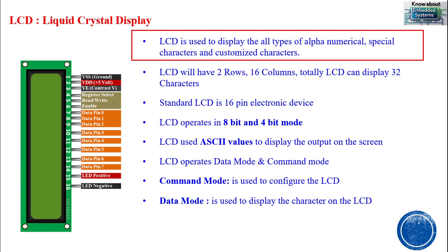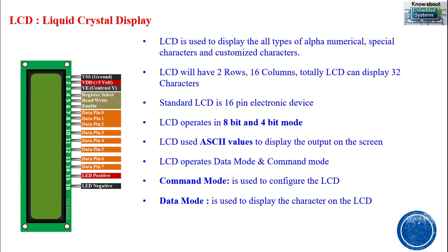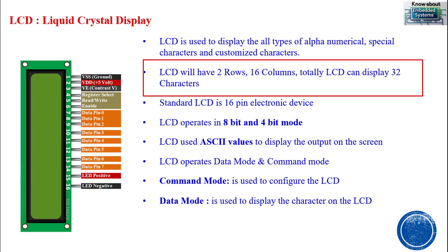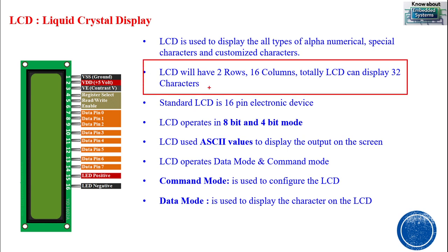Basically it is an output device, and you can see the third point here: LCD is a 16-pin electronic device. It will have 16 pins. I'll discuss what those are. And this LCD will come in 2 rows and 16 columns. LCD can display up to 32 characters. This LCD currently on the screen is called a basic and standard LCD. It will have 2 rows and 16 columns, and it is able to display 32 characters.